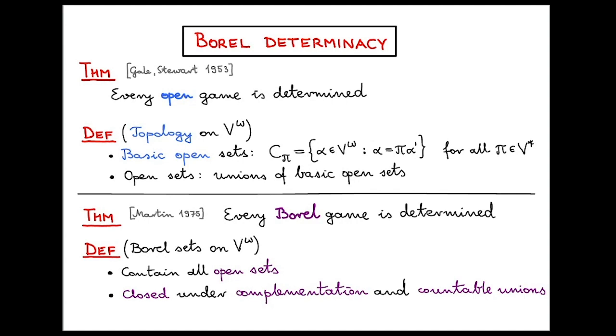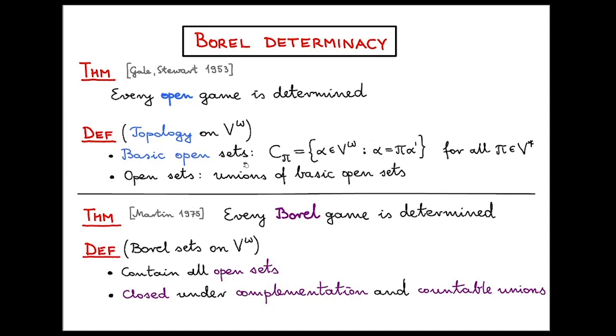This issue of when games are determined has been studied, and has been studied by set theorists, in fact. Gale and Stewart were the first to pose the question of whether games are determined depending on their topological complexity, or rather on the topological complexity of the winning sets. So here is a natural topology on the set of infinite sequences of positions, or on infinite paths in the game graph.